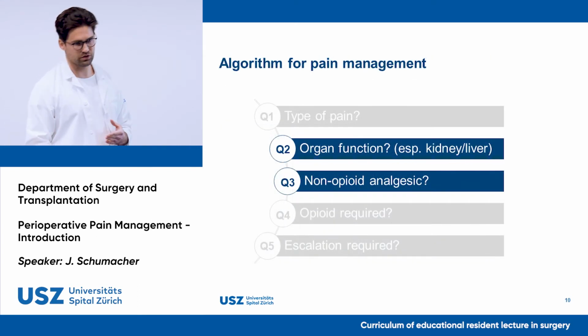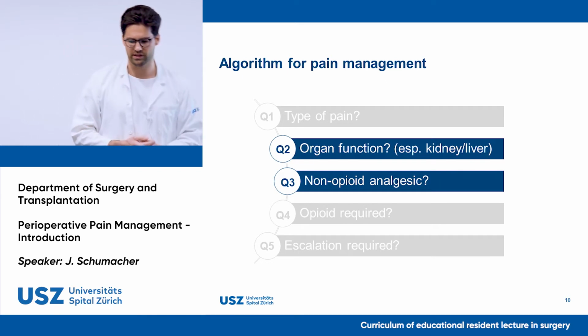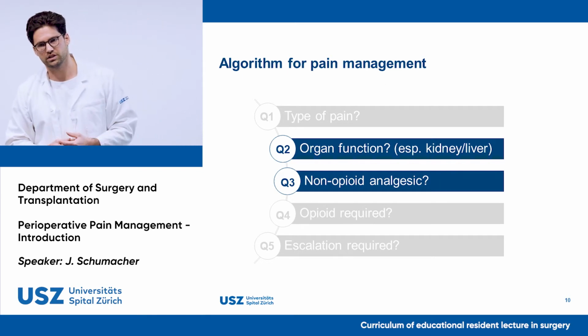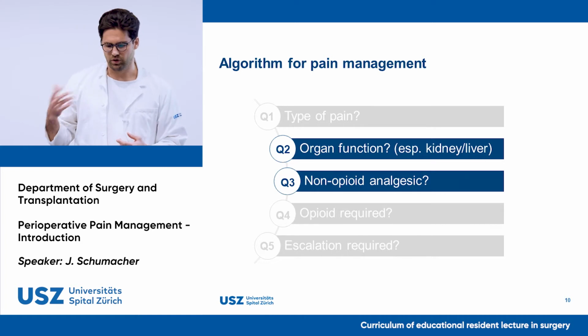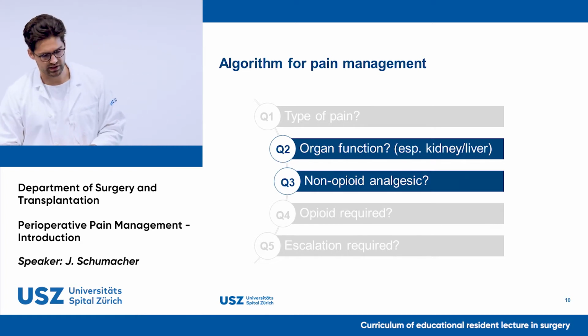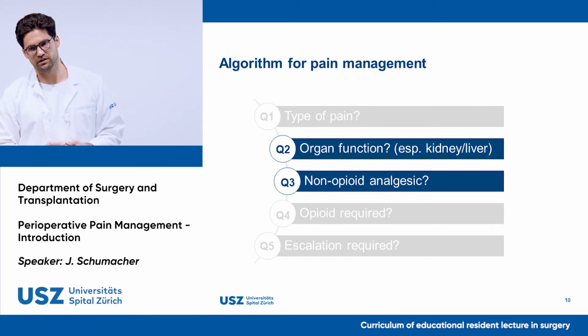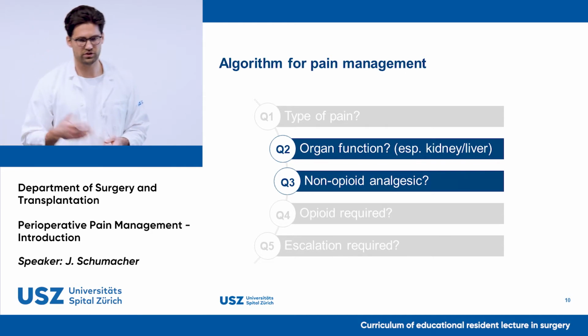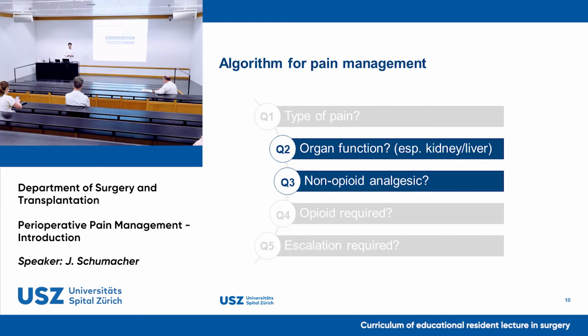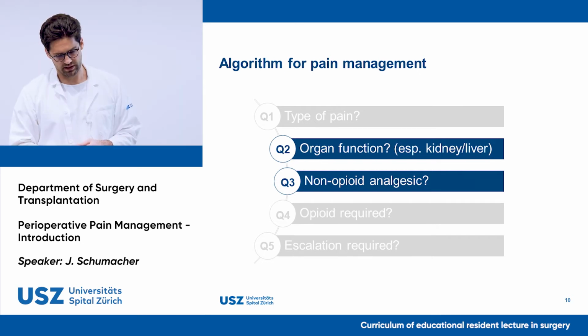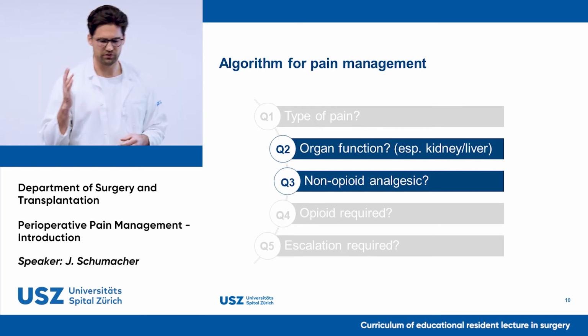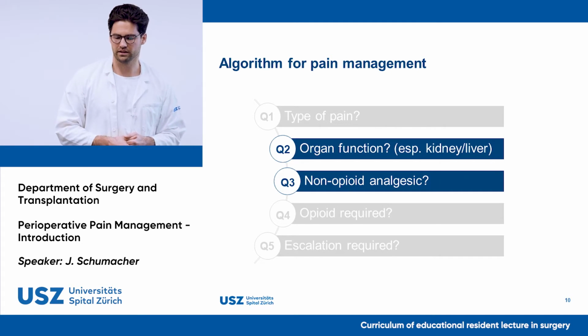When we go back to our algorithm, now we figured out what kind of pain our patient has. For example, he has nociceptive pain. The next question in treating his pain is, what is the function of my patient's organs, especially the function of the kidney and the liver? Why is that so? Because most of our drugs are metabolized by these two organs. And after figuring out what the function of the organs is, the next question is what kind of non-opioid analgesic can I give my patient?